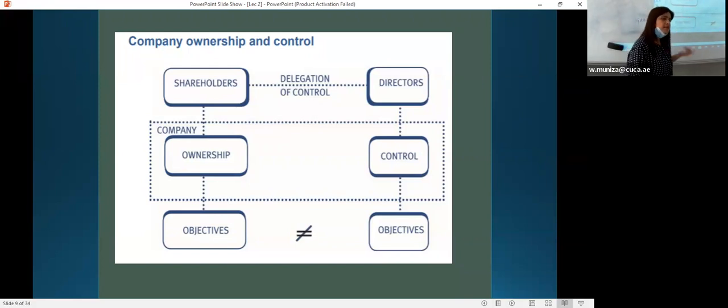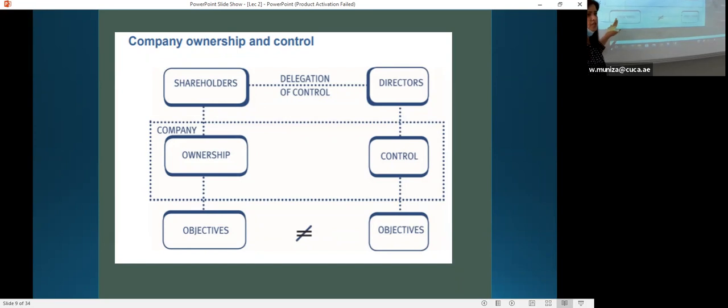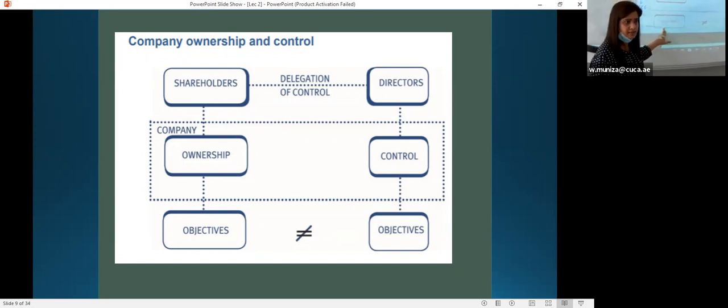But directors are also very clever. They do start working for their own objectives instead of working for the objectives of the shareholders. When this situation exists, there is an agency problem. What is an agency problem? When directors of the company start working for their own objectives instead of working for the objectives of the shareholders, then an agency problem is going to arise.